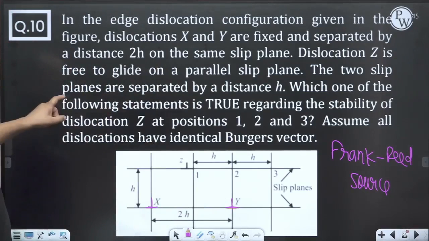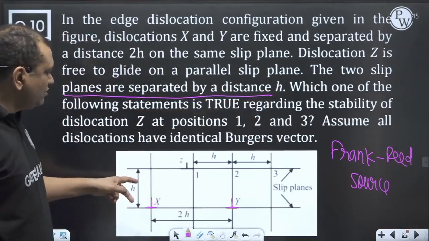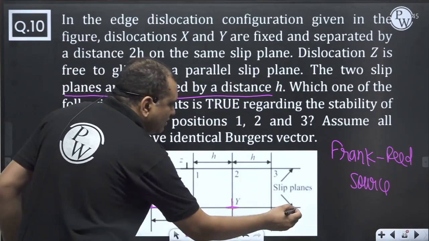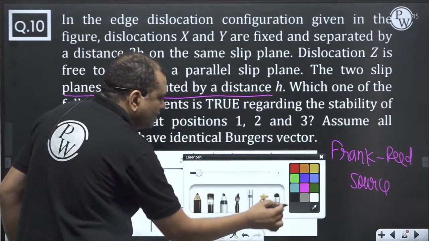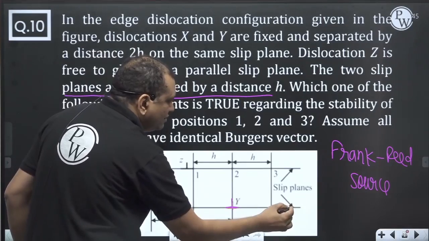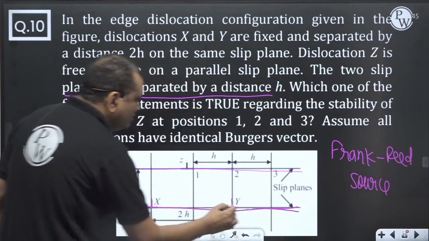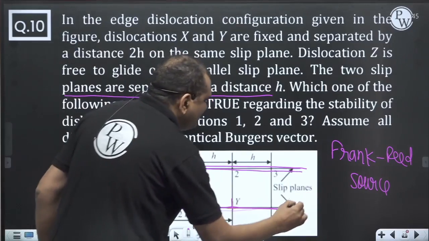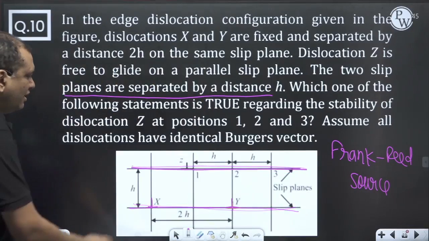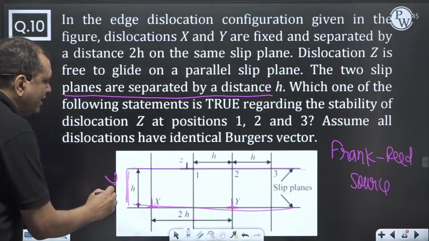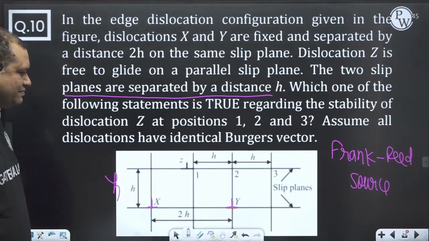Keep on reading. The two slip planes are separated by a distance h. So this is one slip plane, this is another slip plane. Two slip planes, and between the two slip planes, h is the distance.